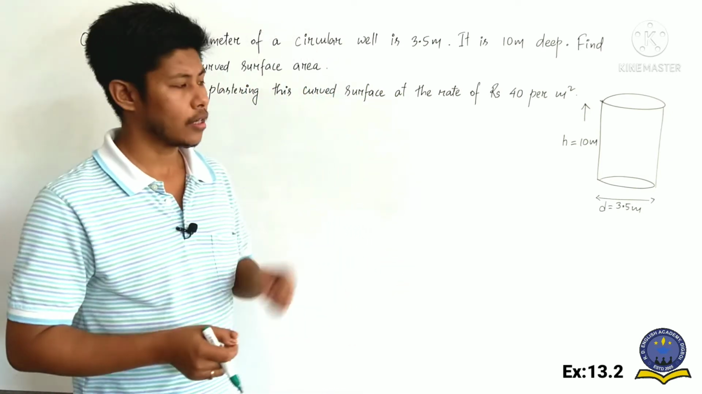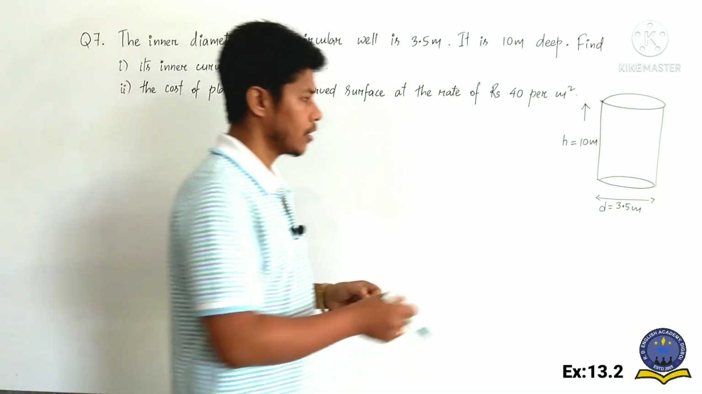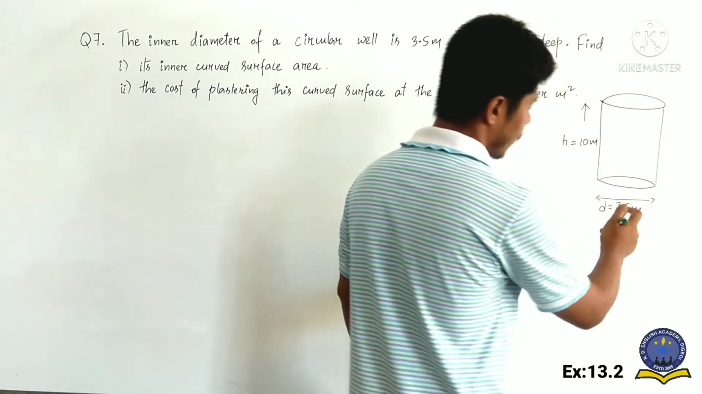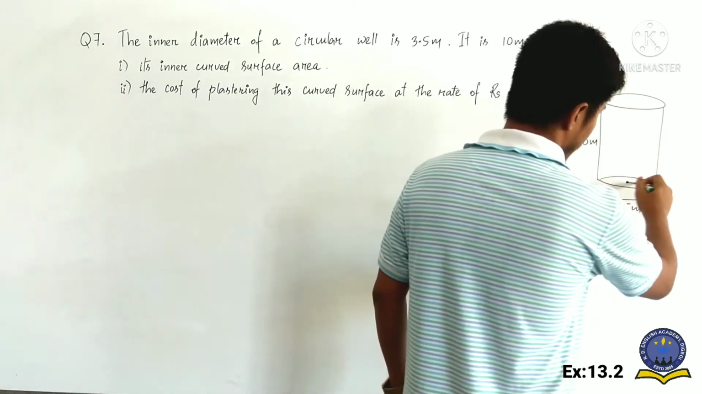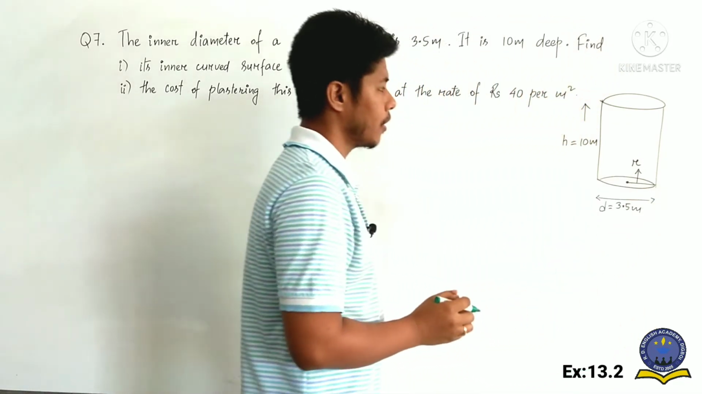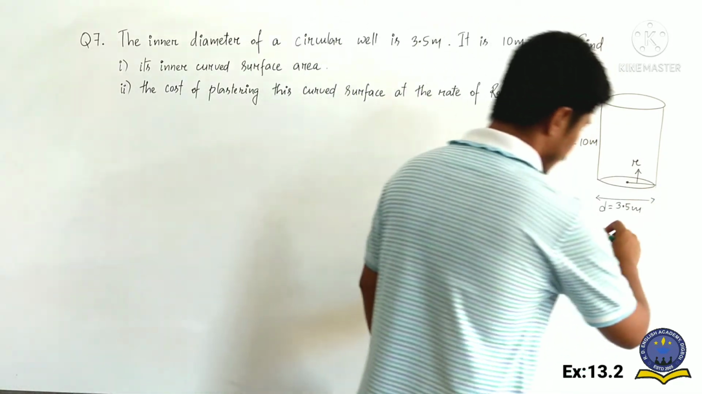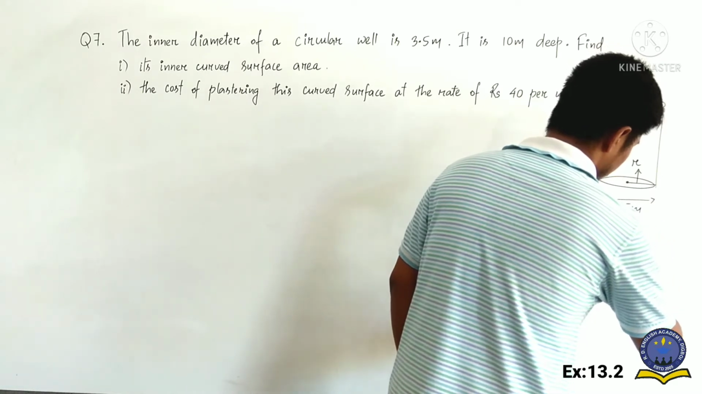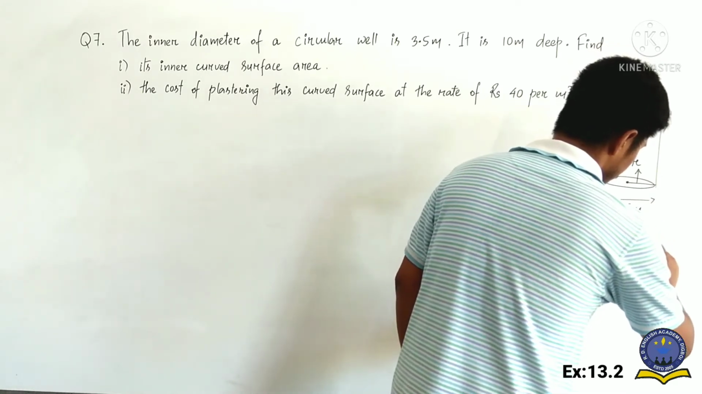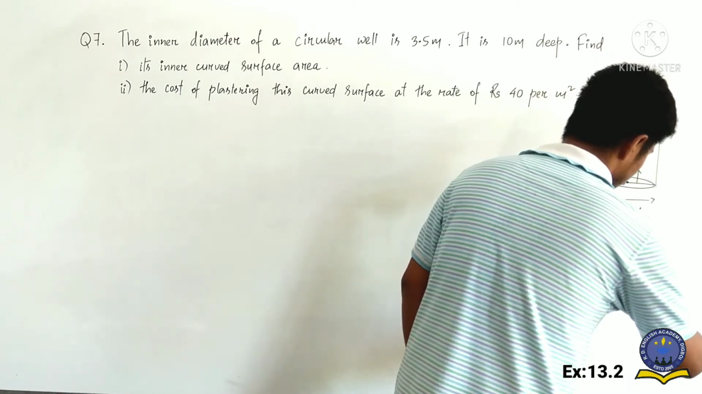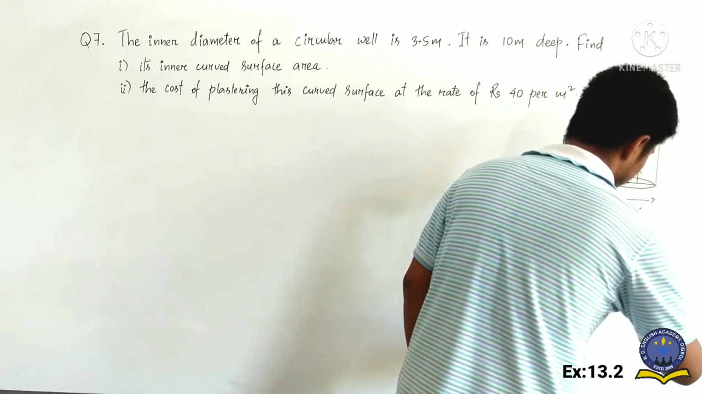2 pi r h. So that means we need the radius. From here we can easily find the radius, because the diameter is 3.5. We denote the radius by r. So r equals what? d by 2, and d is 3.5. So 3.5 by 2, and ultimately we get 1.75.